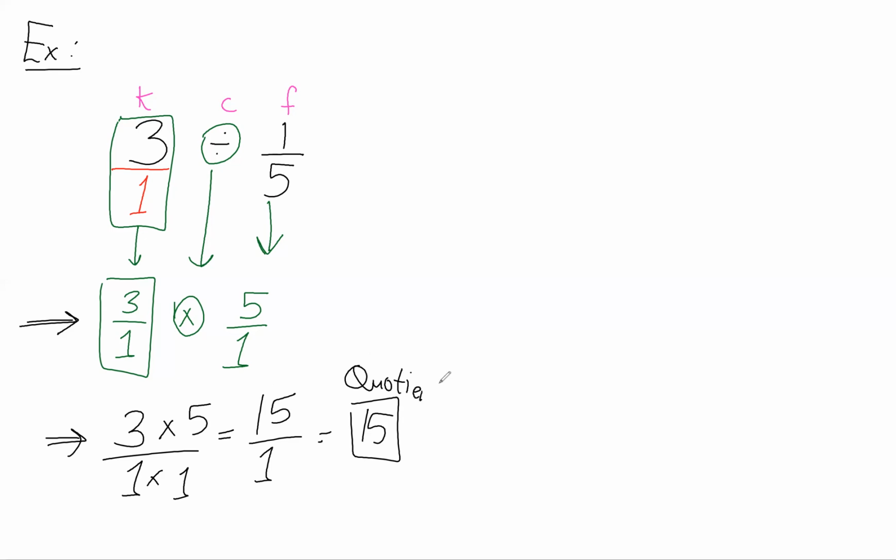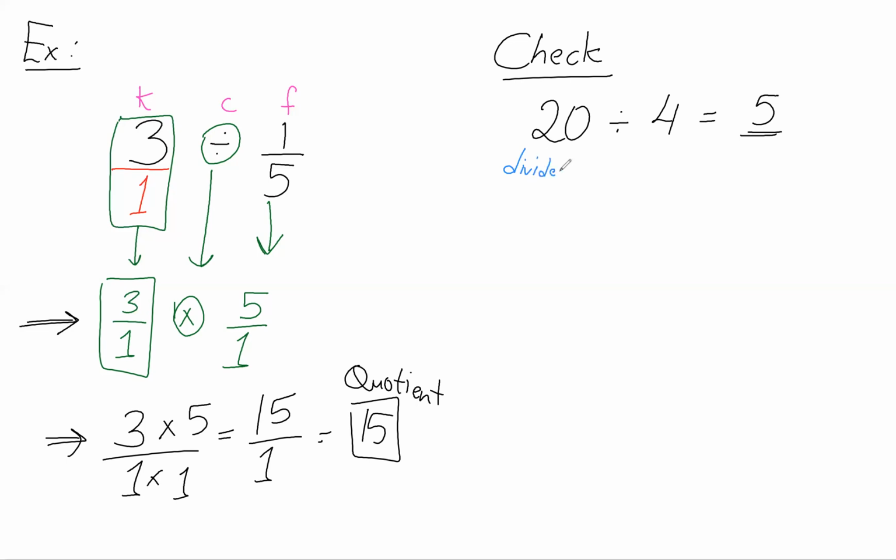Very good. Now, if I want to check that my answer is correct, okay? Generally, if I have a division question by whole numbers, so if I'm dividing whole number by whole number, for example, 20 divided by 4 equals 5. So 20 is my dividend, 4 is my divisor, and 5 is my quotient.